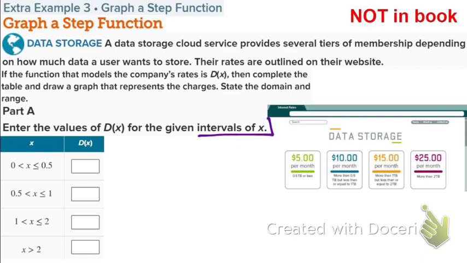It says intervals of X. What are we talking about? What is it that would be between 0 and 0.5? Between 0.5 and 1? Between 1 and 2 or more than 2? What are they talking about doing? What's being described in this infographic?